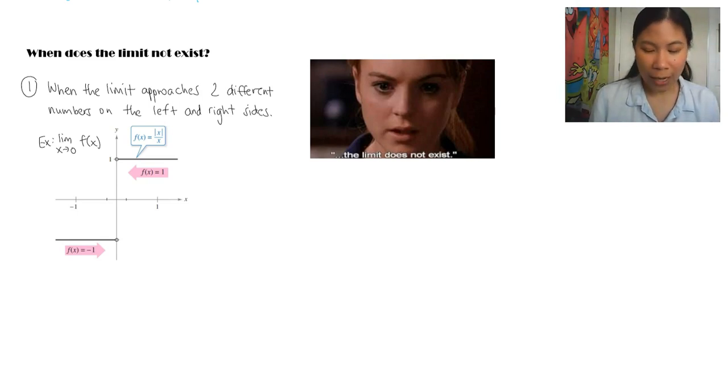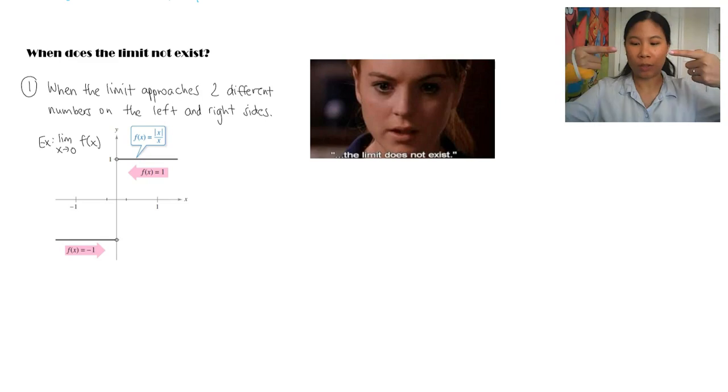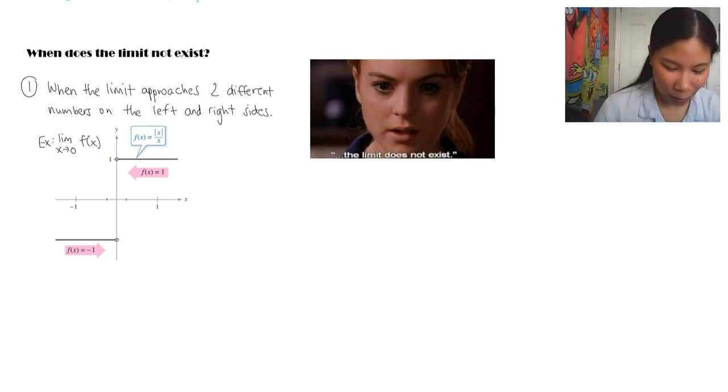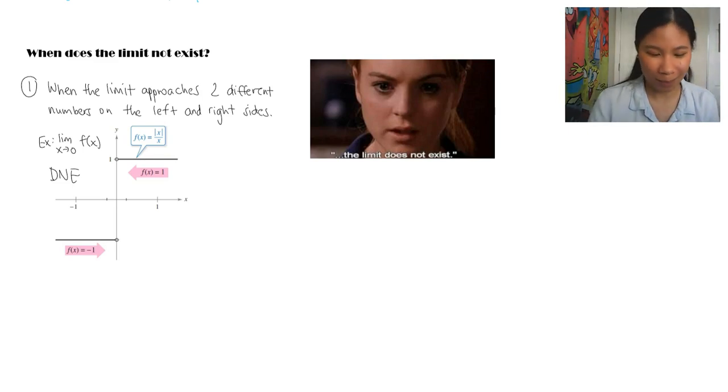So in this case, as we approach x equals 0 on both sides of the graph, you end up getting towards 2 different numbers, because on the right side, it's approaching positive 1, on the left side it's approaching negative 1. So because the limit approaches 2 different numbers from the left and right sides, this is a time when the limit does not exist. So we just write D and E to stand for does not exist.